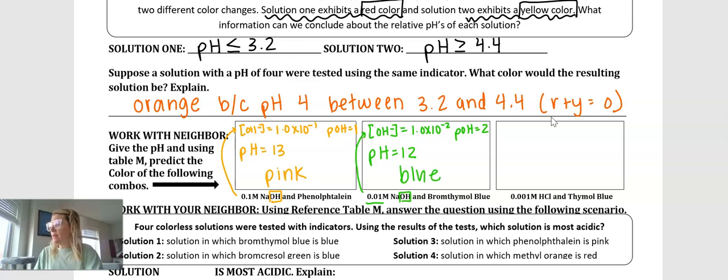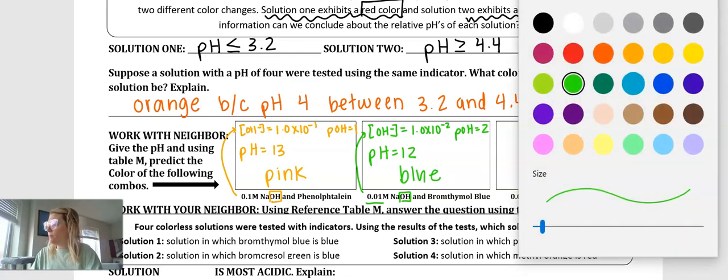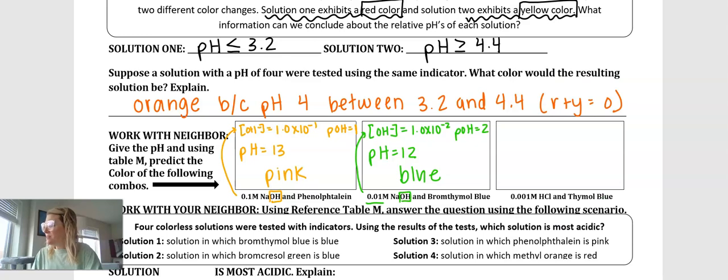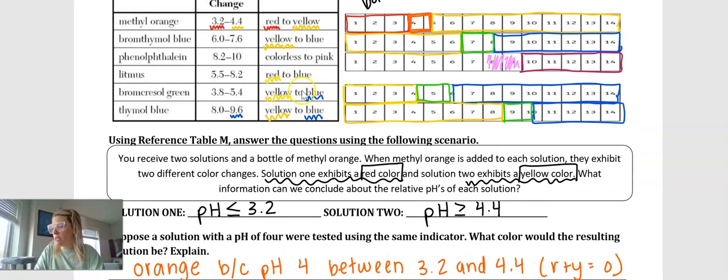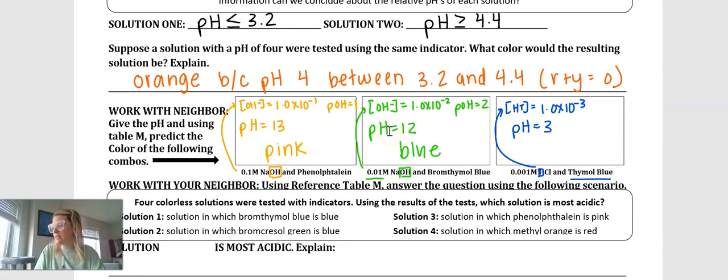Okay, and then for 0.001 molar HCl, here we're actually talking about HCl. So our concentration of H plus is equal to 1.0 times 10 to the negative 3. Therefore, our pH is 3. And in Thymol Blue, what color is a pH of 3? A pH of 3 falls before the indicator color change, so it would be yellow.